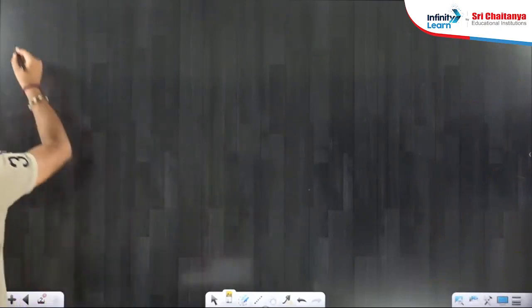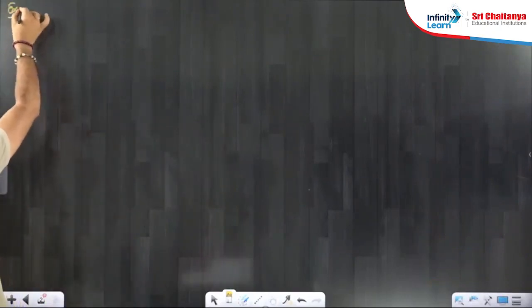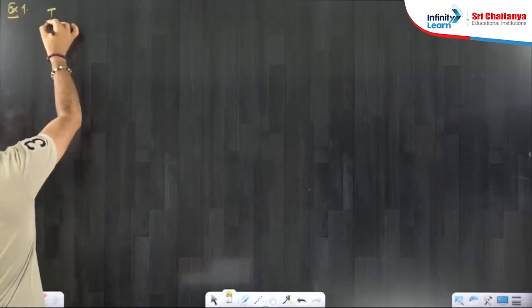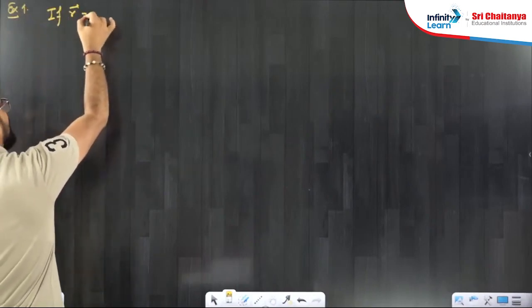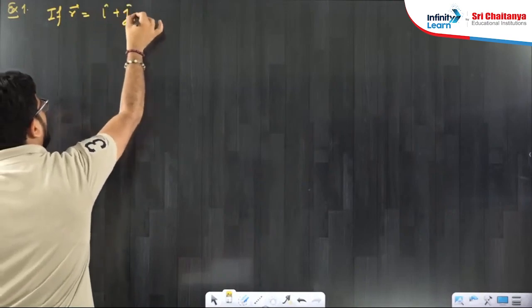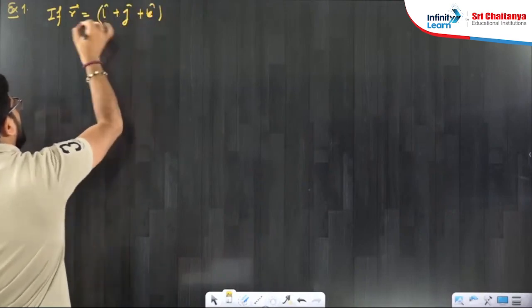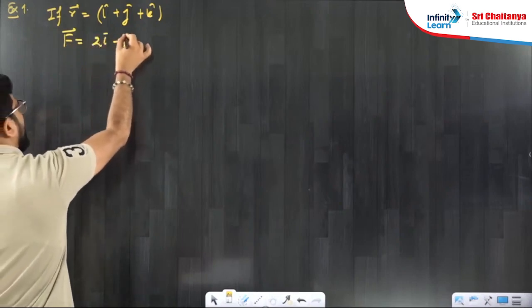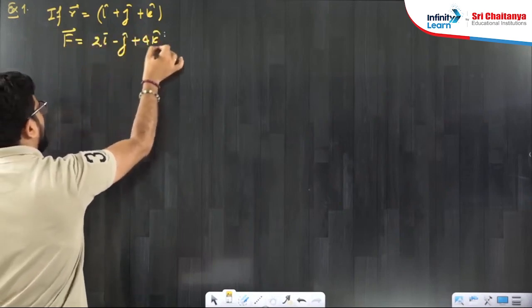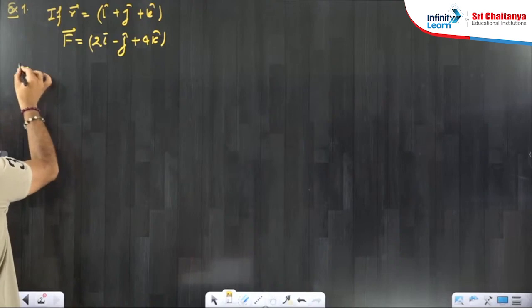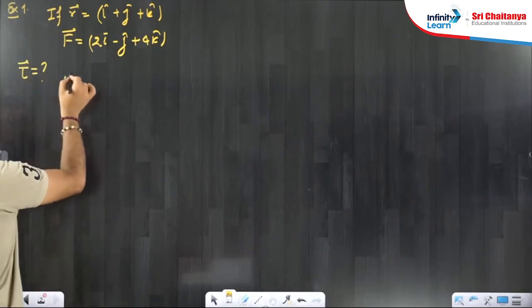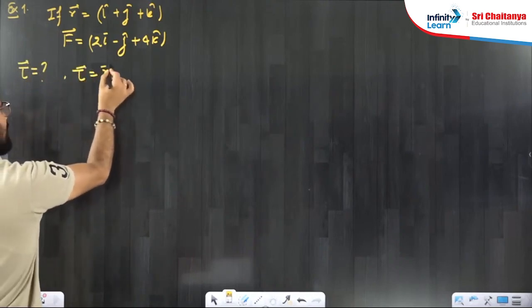Now see a very simple example. The very first example: the R vector is given as I cap plus J cap plus K cap, and the force vector is equal to, suppose, 2I cap minus J cap plus 4K cap. My question is very simple: find the torque. We have to do a similar calculation. That means the torque is equal to R cross F.